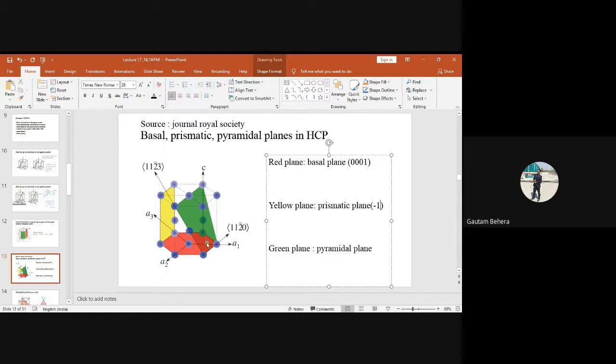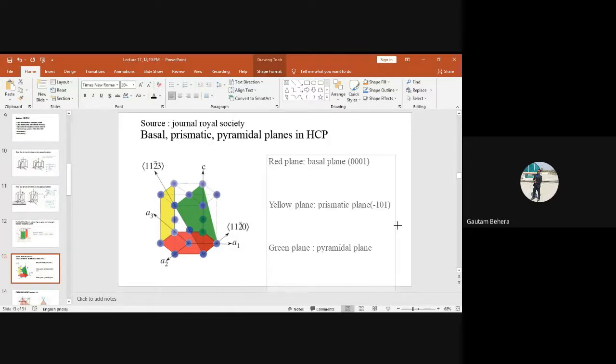That means the A1 direction is intersecting this plane by 1 unit magnitude, but in the negative direction. So it is 1 bar or -1. It is better to write 1 bar; I'm writing -1 because I cannot write 1 bar here. Then have a look: the A2 direction is parallel to this plane. If you extend this plane, it will be parallel to A2, so they will intersect at infinite distance. So that will be 0, right? Similarly for A3: A3 is intersecting this yellow plane by 1 unit magnitude in the positive direction. So this will be 1, right?